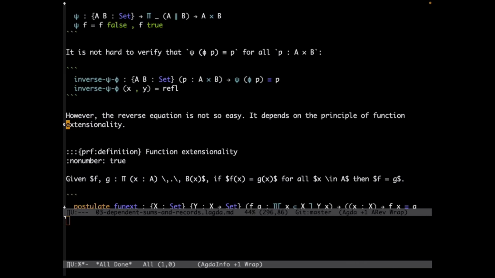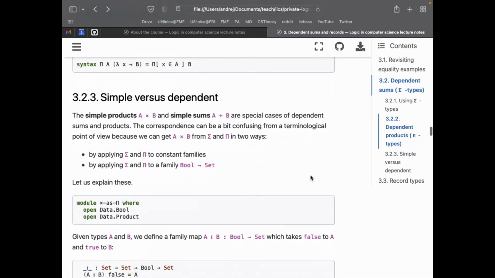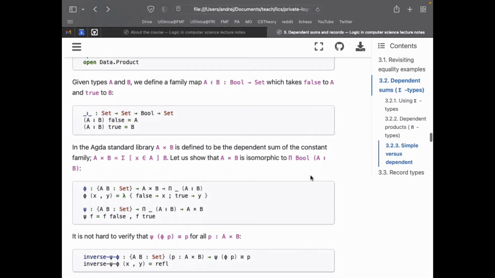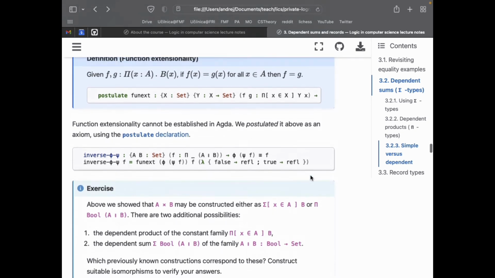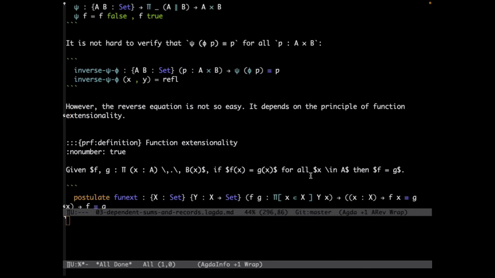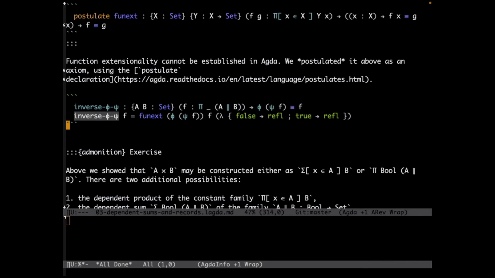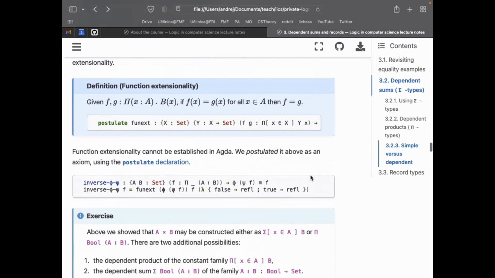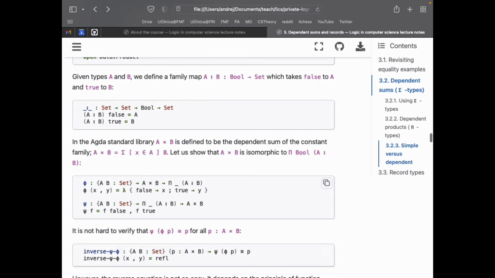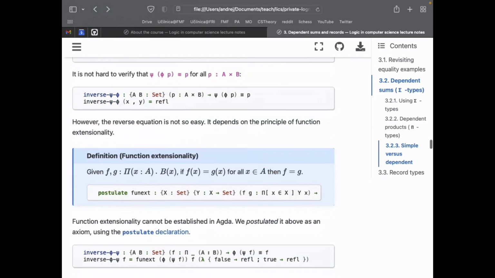The reverse side is not so easy. In the reverse side, let's see what we can do. We would want to show the other possibility as well. That is to say, if you do phi and psi and f, that you get f. However, for that, you need a principle called function extensionality, which I think was already mentioned in the exercises once before, was it? Yes? So let's see what this is.